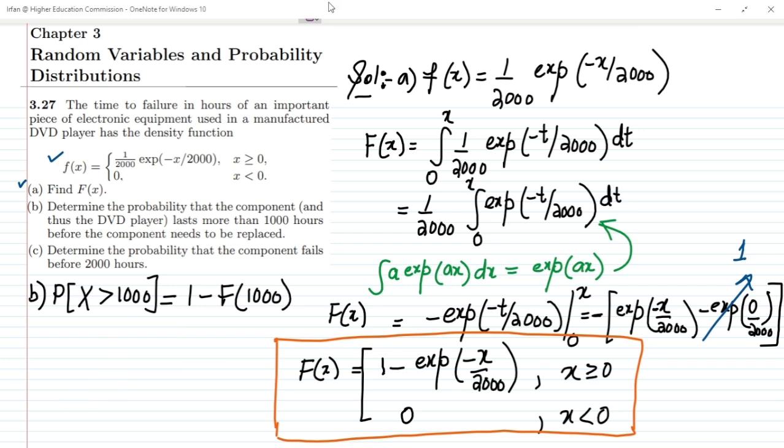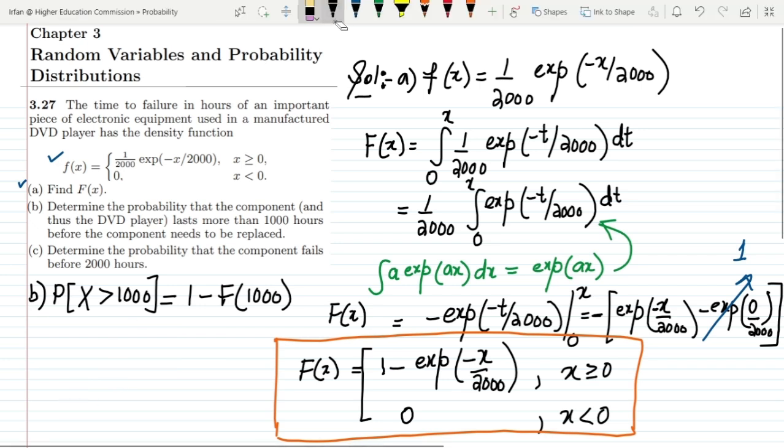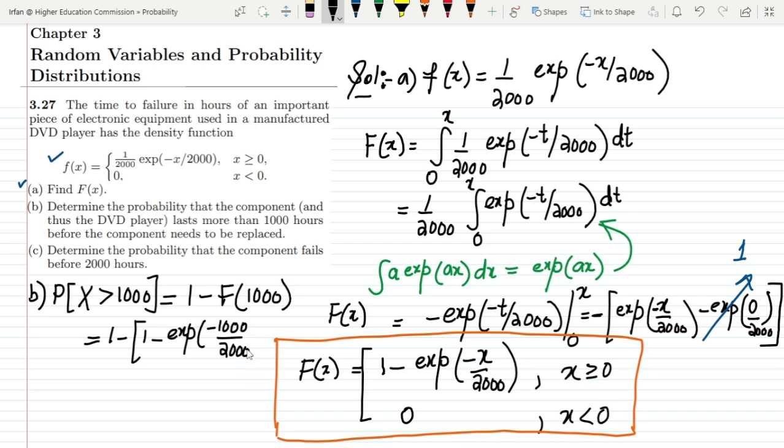Okay, so let me write these values here, and it will become 1 minus the exponential value here, 1 minus exponential of minus 1000 divided by 2000. Okay, which is the value given here.